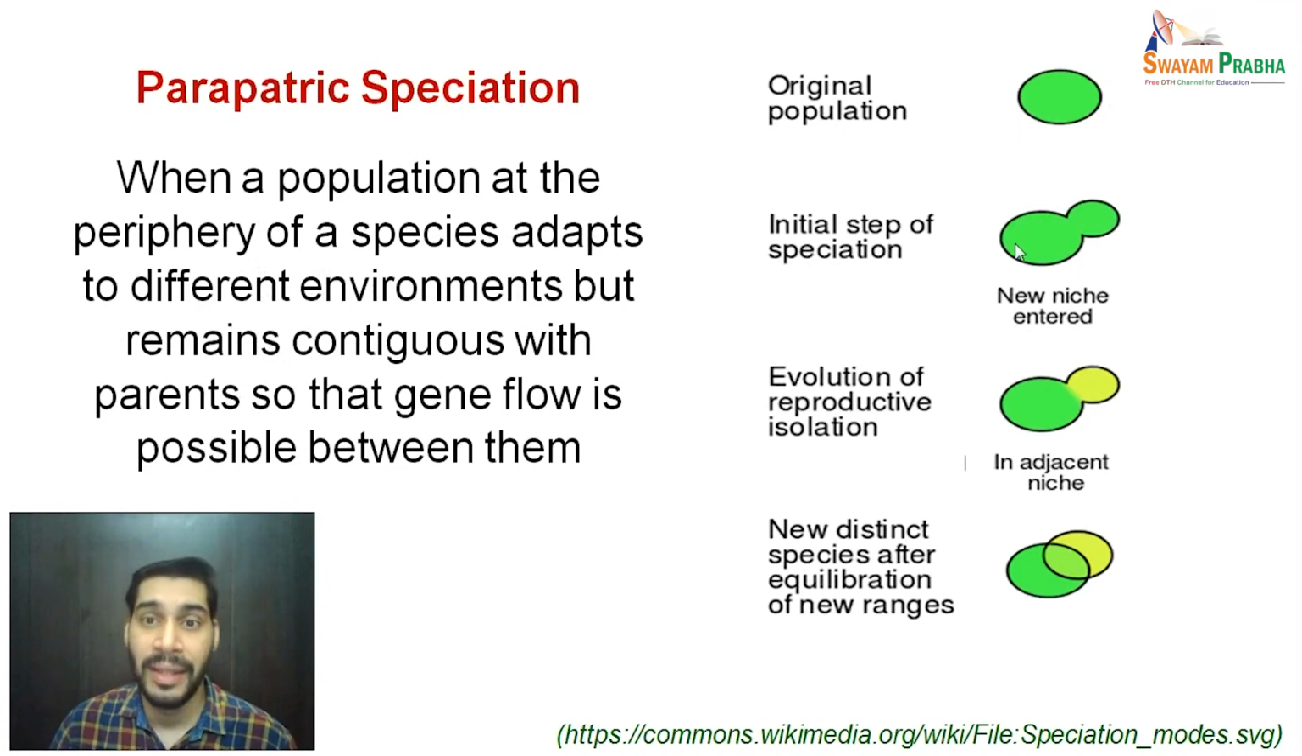here you can see, if this is the original population, the initial step is an entrance towards a new niche, just like the previous one, but the barrier is not there. So they have not completely detached from the original population. And then there is an evolution of reproductive isolation and the new species do form. But here the difference is that gene flow is still possible with the original population, and that is the main difference between peripatric and parapatric speciation.